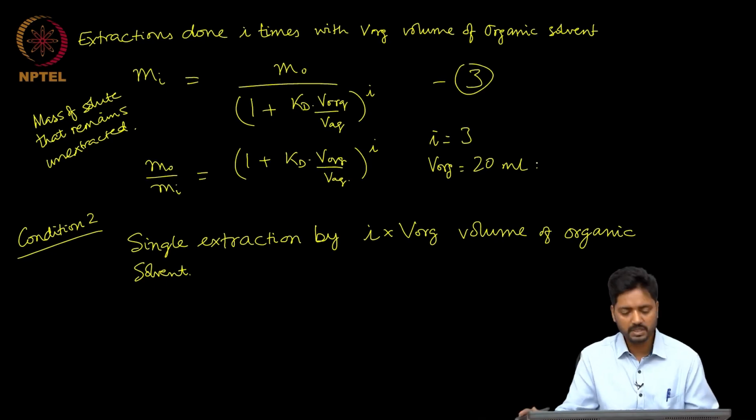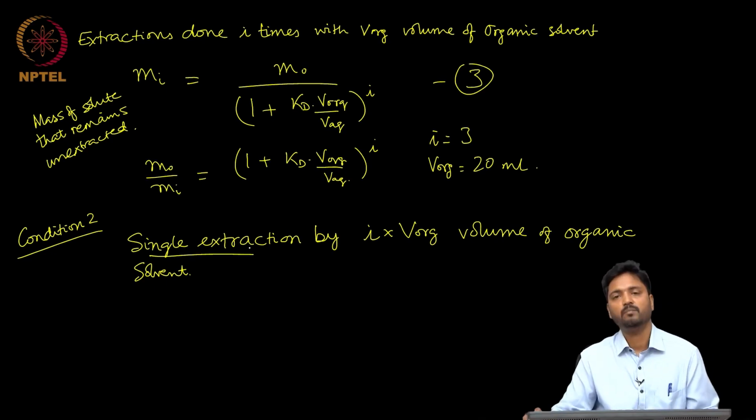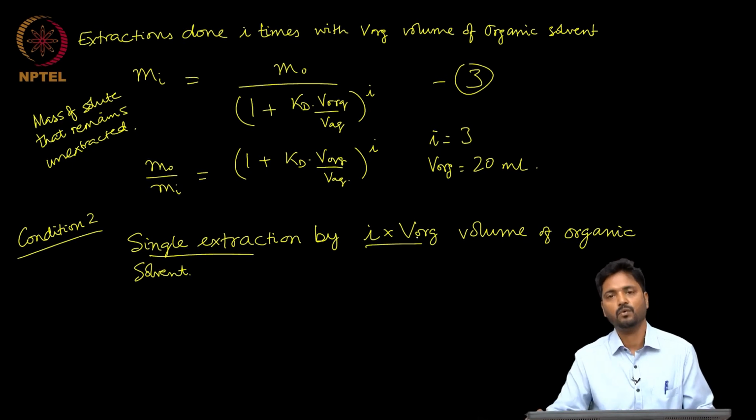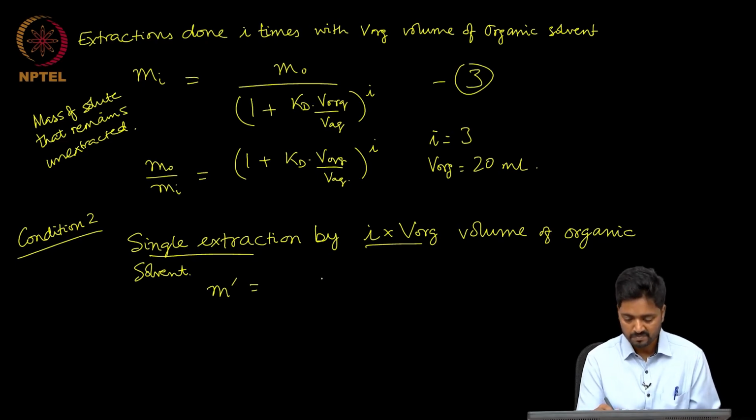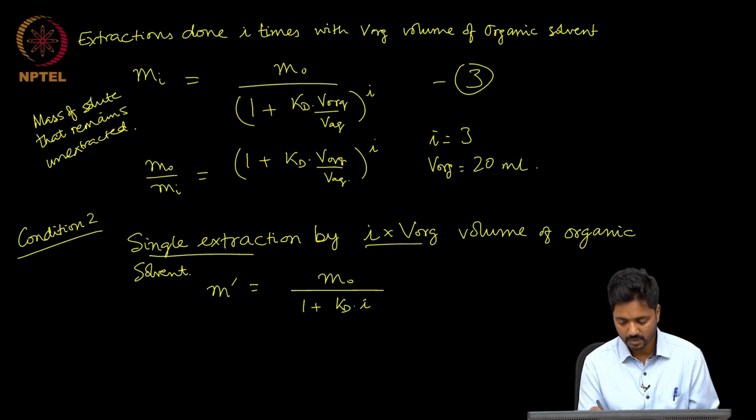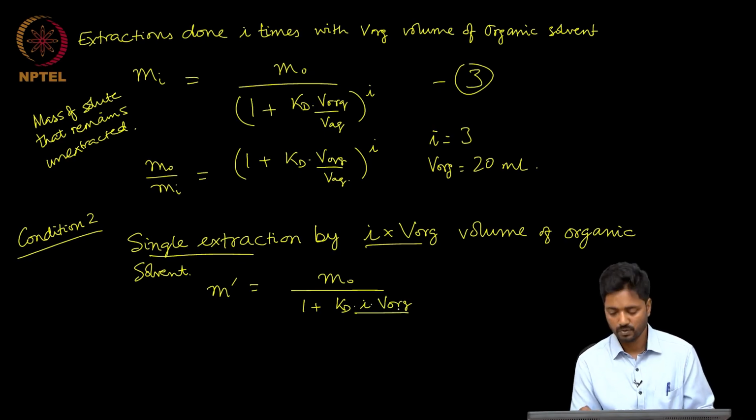Now, when we do this single extraction by I into V org volume of organic solvent, we will consider the mass that remains unextracted as m dash is equal to m naught by 1 plus k d into I into V org, that is the total volume of organic solvent that is being used now, divided by V aqueous.